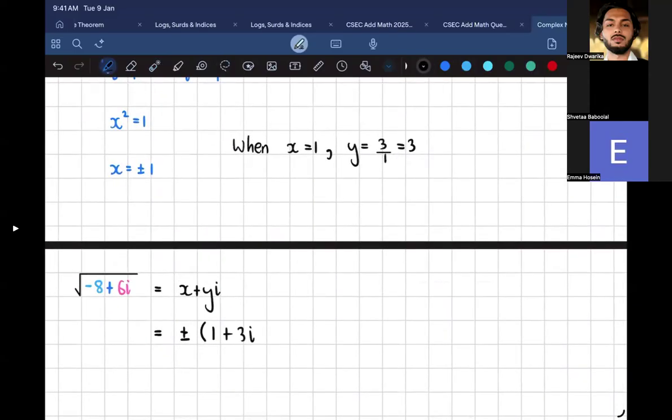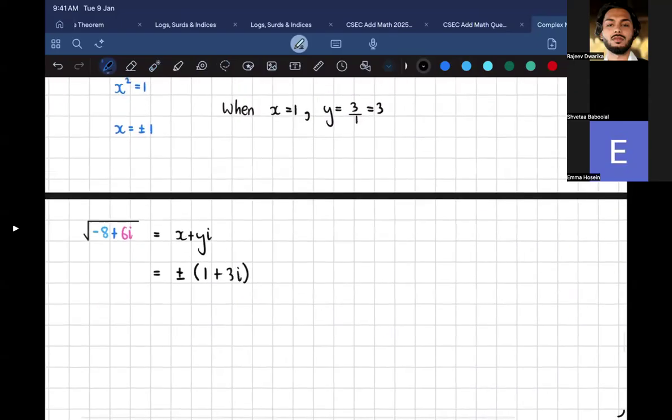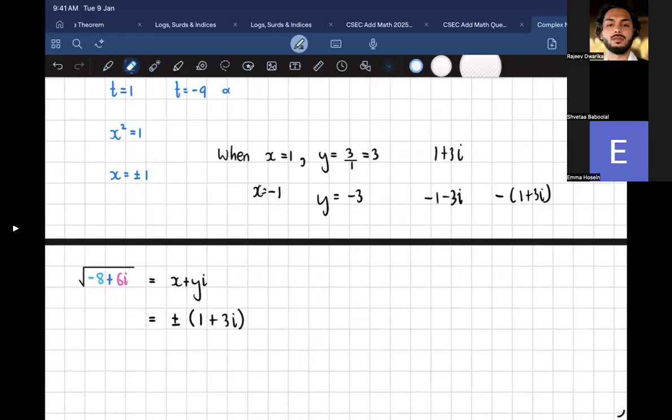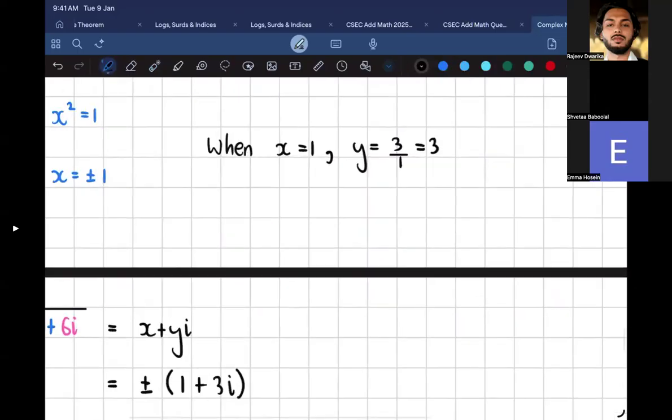plus 3i, yeah? And if you were to use the other one, which is negative 1, you would get y equal to negative 3. Okay, the first one is 1 plus 3i, and the second one is minus 1 minus 3i. If I were to factor out the negatives here, I would get 1 plus 3i. So that's why I was saying that the solution is just plus or minus 1 plus 3i. Do you all understand? Yeah. All right, are you good, right? Yep. Right, x is equal to minus 1.